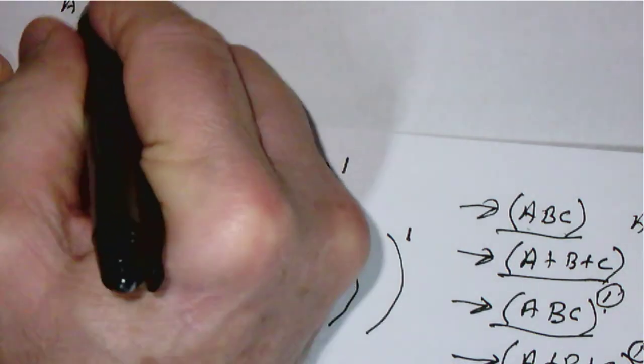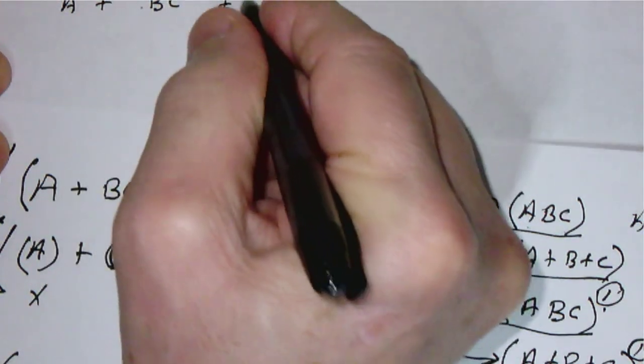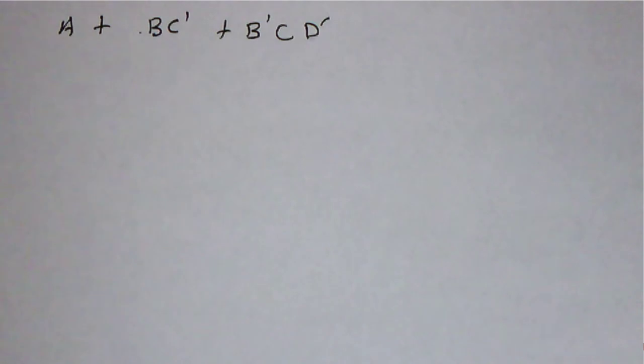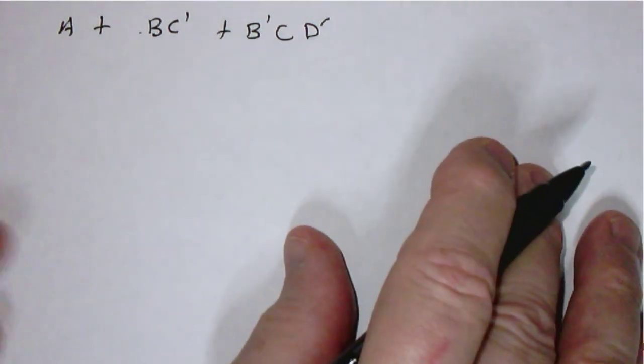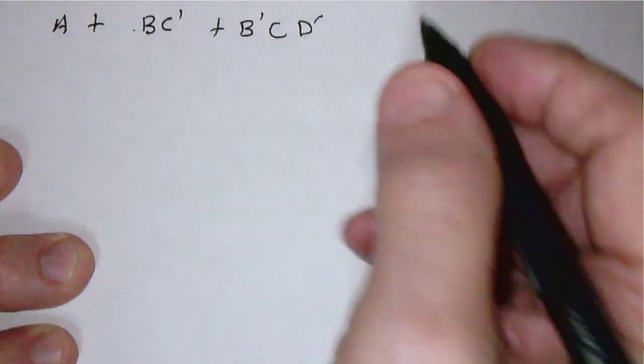Let me just rewrite this. Let me just start over, okay? I want to make it so it looks decent. Okay, so the original expression: A plus BC prime plus B prime CD prime. All right, so there's our original expression. And now we're going to modify it a little bit, and we're going to do the double inversion.